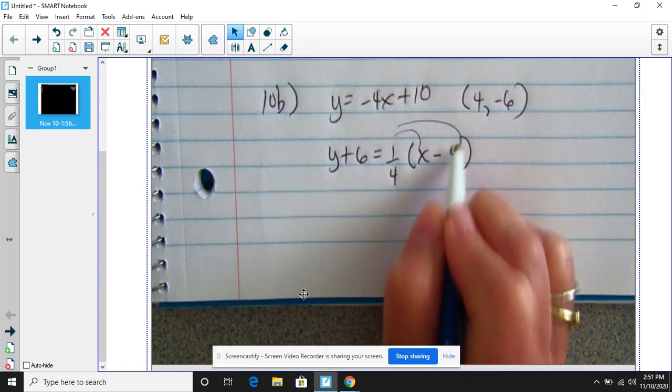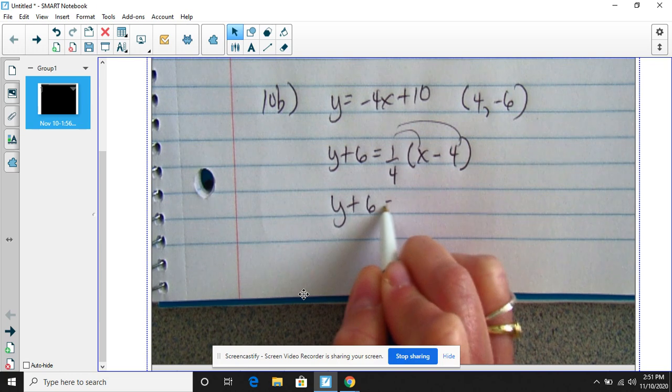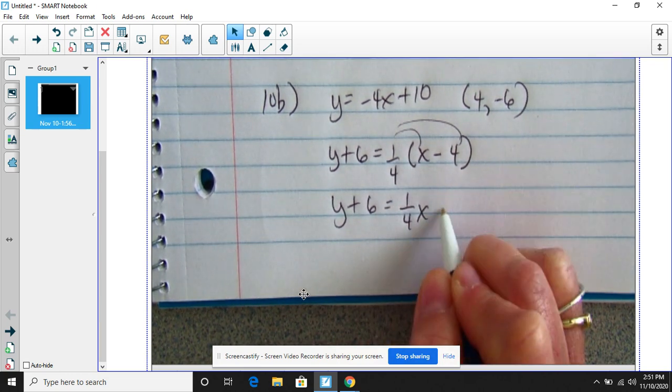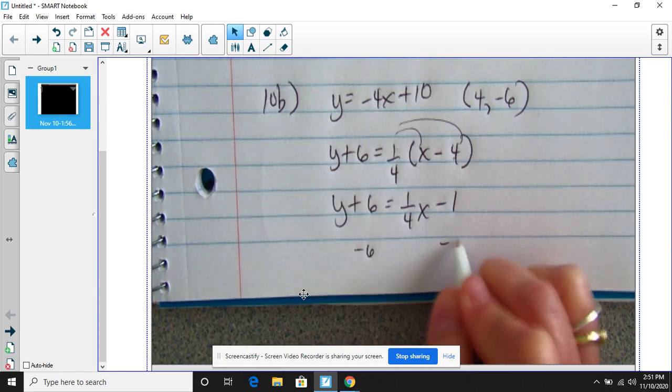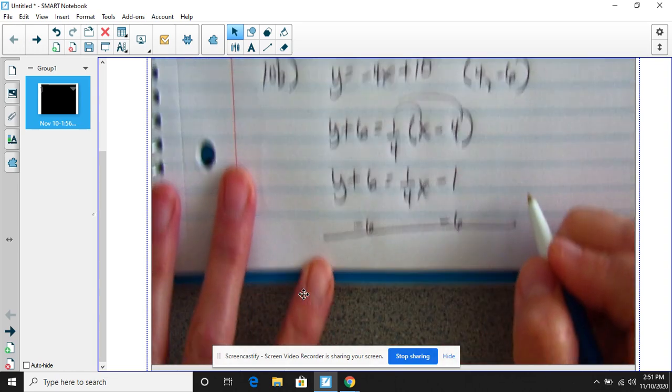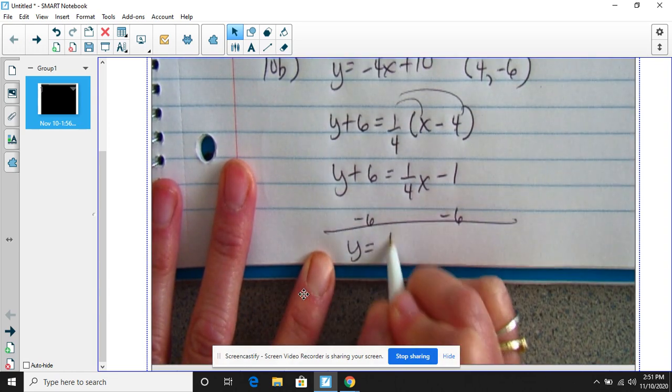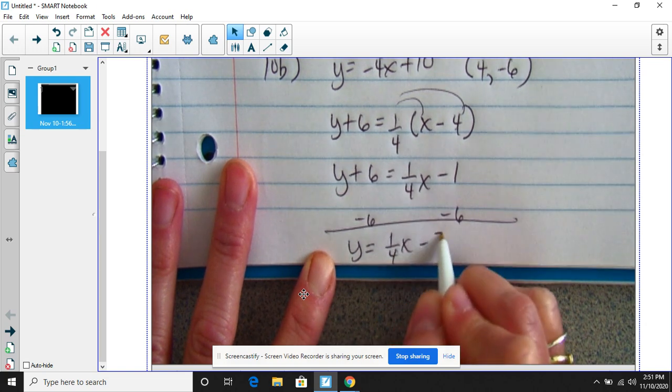And then we want to distribute. Y plus 6 is equal to 1/4 x minus 1. 1/4 times -4 is -1. And then subtract 6 from both sides. And we get y equals 1/4 x minus 7.